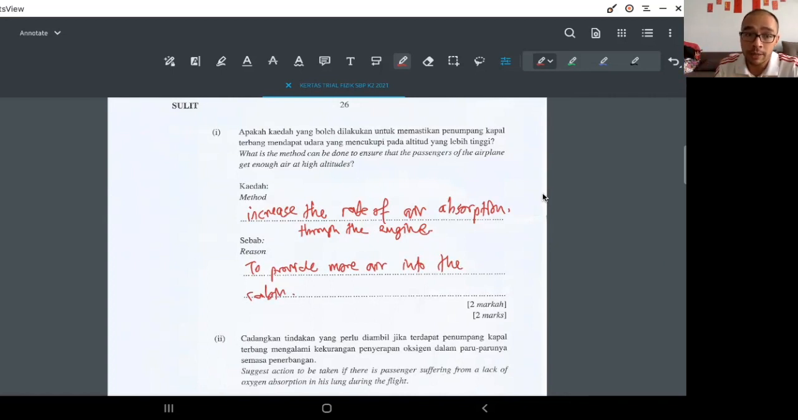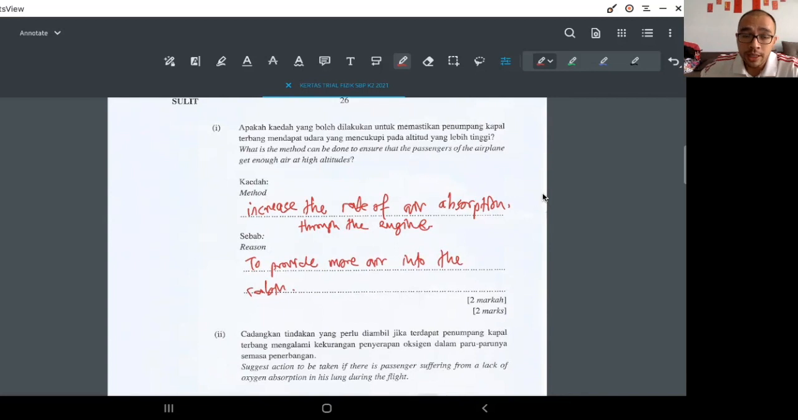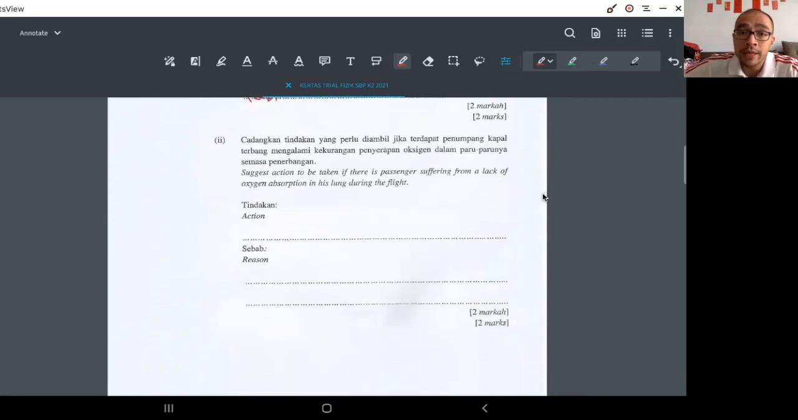Now, suggest an action to be taken if there is a passenger suffering from a lack of oxygen absorption in his lung during the flight. Now, this one, if you have been on an airplane before, it does help. I'm not saying that it does not help, but if you've never been on an airplane, you might wonder, what if somebody is suffering?